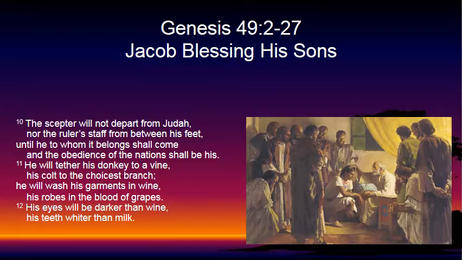And going on then, until he to whom it belongs shall come, and the obedience of the nation shall be his. Now that third line there is very difficult in Hebrew, and a lot of people have questions about exactly what it means. But the fourth line, if I can say this, disambiguates it. It helps us understand it. So what does it mean, to whom it belongs shall come? Well, it means that you're going to come into your rulership of the obedience of the nations, meaning they'll be obedient to you. Verse 11, he will tether his donkey to a vine, his colt to the choicest branch. Not two animals, just one, same animal, two ideas about it.